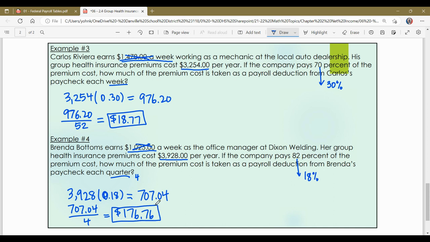Okay, so health insurance. The more your company pays, the less you have to pay. Always check and see if your company will pay for health insurance. All right, kids, that's the end of section 2.4. If you guys have any questions, please let me know. And as always, keep calm and keep trucking.